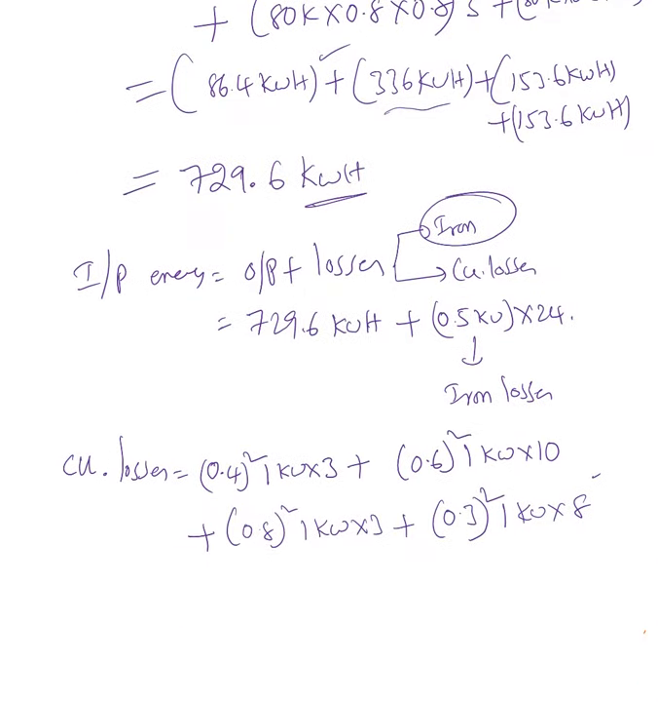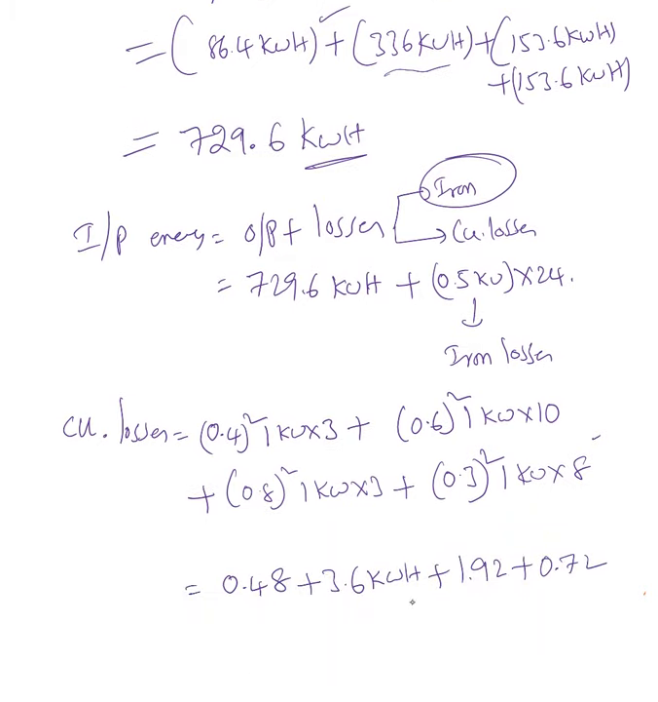So what are the total copper losses? The total copper losses are 0.48 plus 3.6 plus 1.2 plus 0.72 kilowatt hours. So the total is 6.72 kilowatt hours.